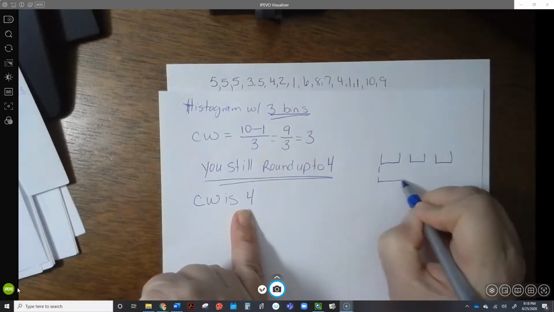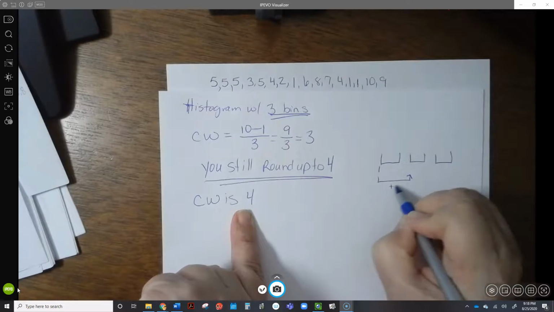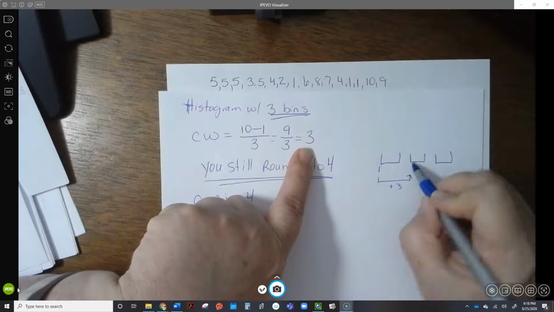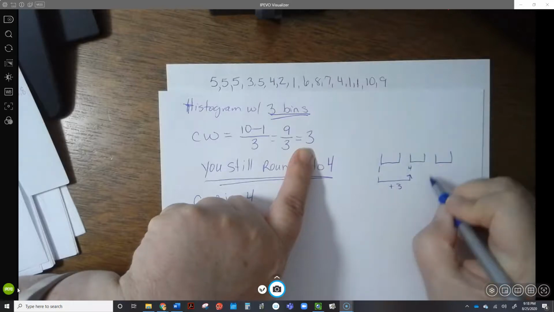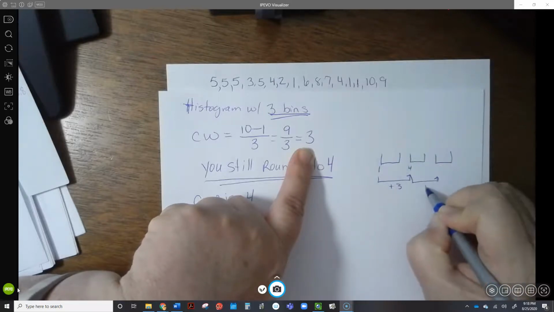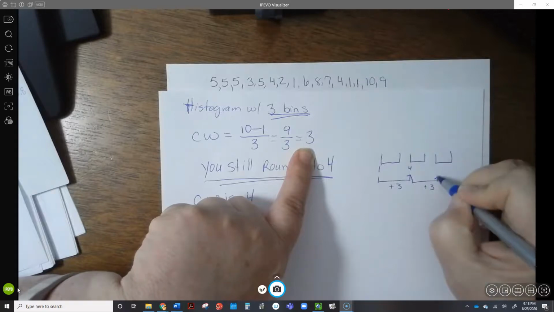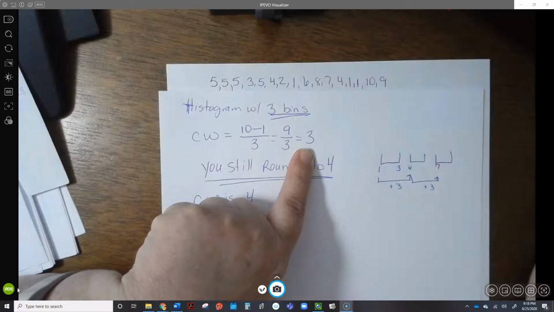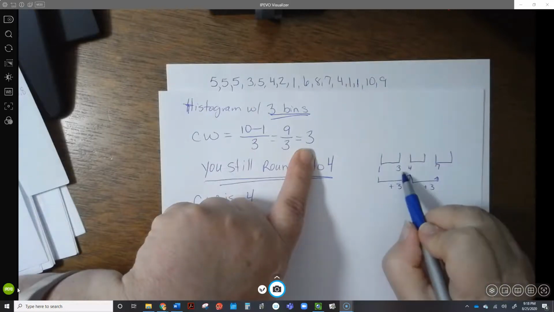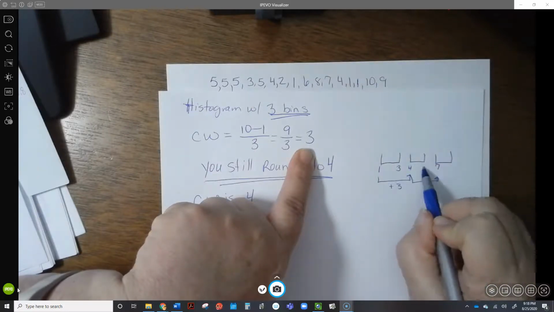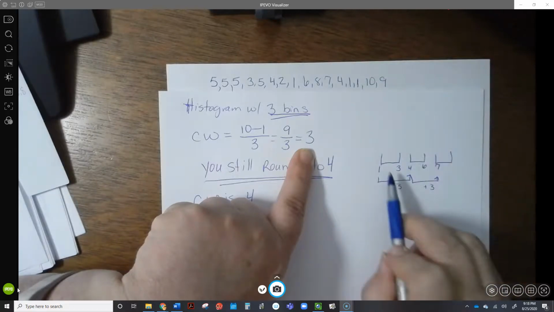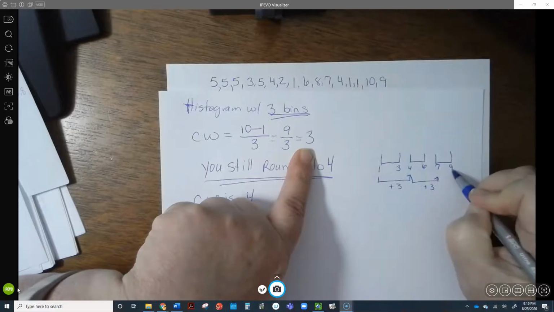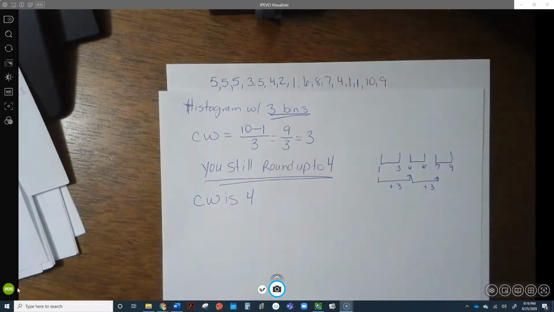If we use 3 as my class width, then this next bin is going to start at 4. And then we add 3 again. This next bin is going to start at 7. Well, if this one started at 4, then back it up to 3. And if this one starts at 7, back that up to 6. So we did 1, 2, 3, 4, 5, 6, 7, 8, 9. Our 3 bins only go up to 9.